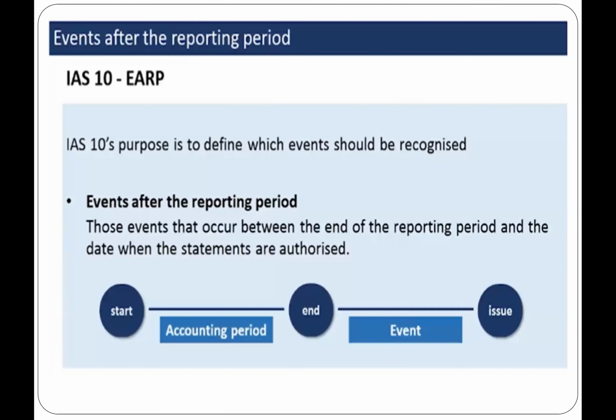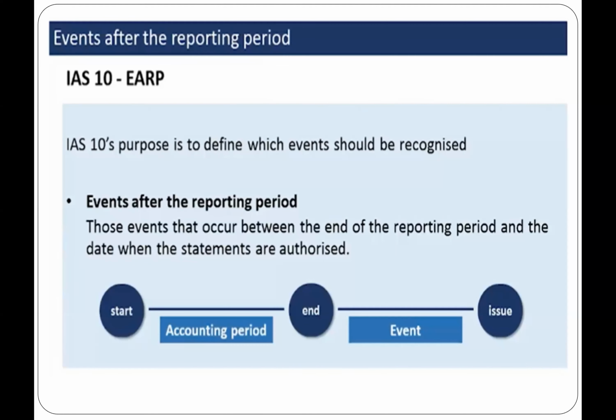So basically, when we are talking about IAS 10, which is events after the reporting period, its purpose is to define which events should be recognized in our financial statements. Let's say, for example, our year begins on 1 January and ends on 31 December. So let's say we are looking at 2022. So our accounting period is 1 January 2022 to 31 December 2022.